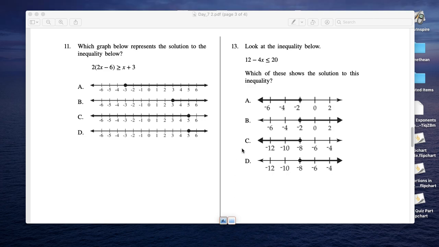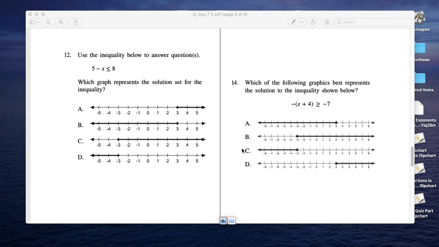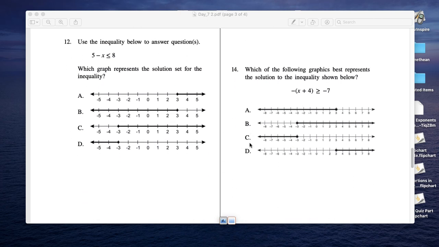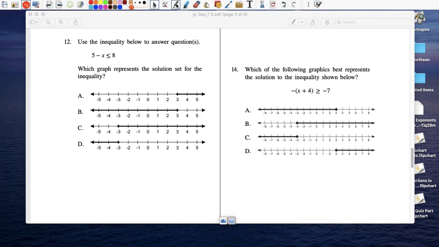12. Use the inequality below to answer your questions. Which graph? Okay, again, same question.